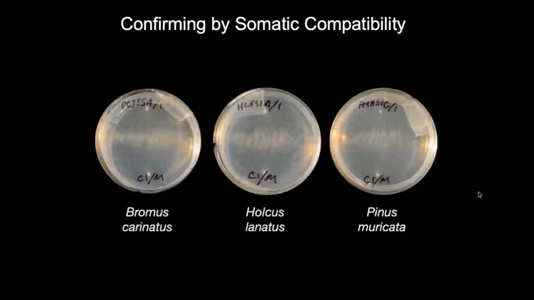Additionally, somatic compatibility is a more specific distinction than the species level. So there are different somatic compatibility groupings within the species of circinatum. So this was a more granular test than just species by itself. So that gave us very high confidence that we had recovered Fusarium circinatum and not a different fungus that happened to also be present growing in the plant tissue.